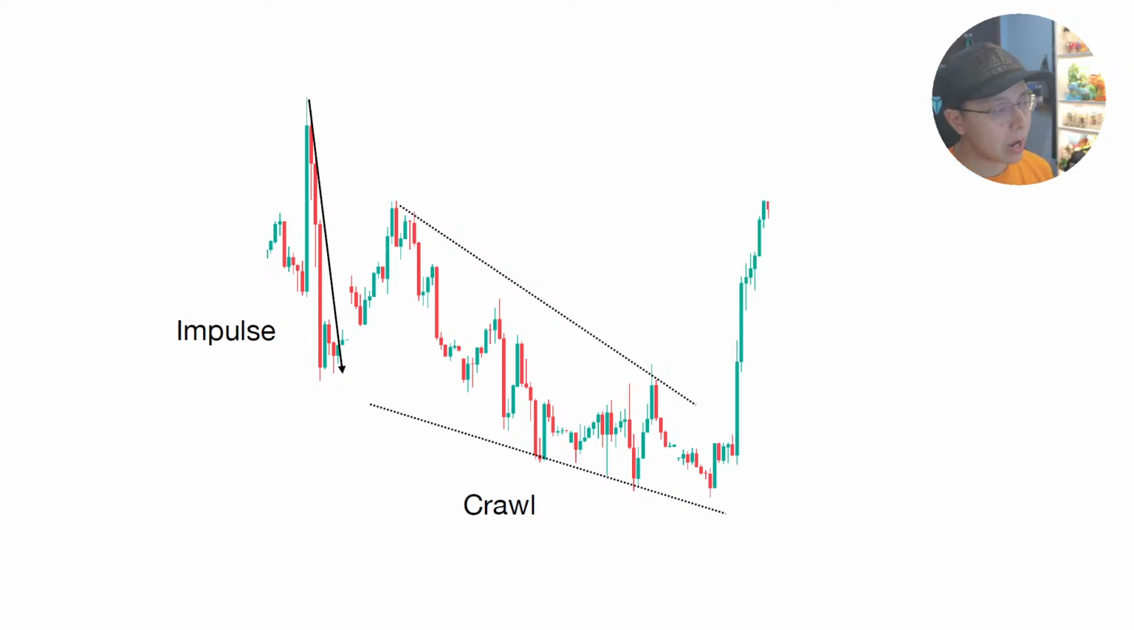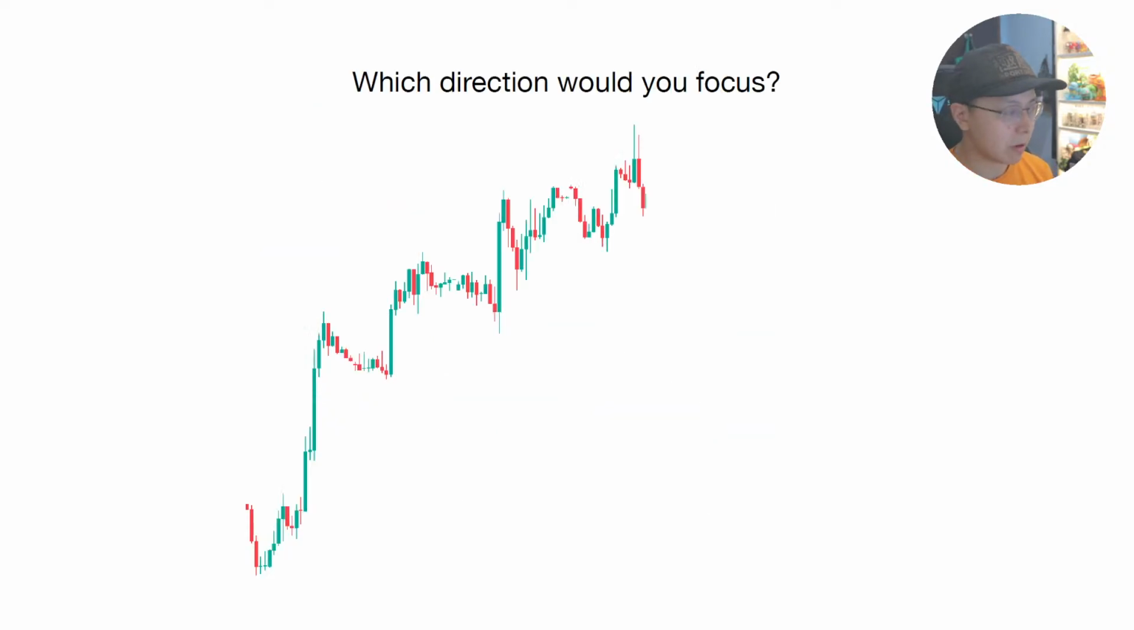Okay, so what happened? The market actually reversed from there, right? Very high probability setups, right? Very high probability direction. Same thing over here, right?